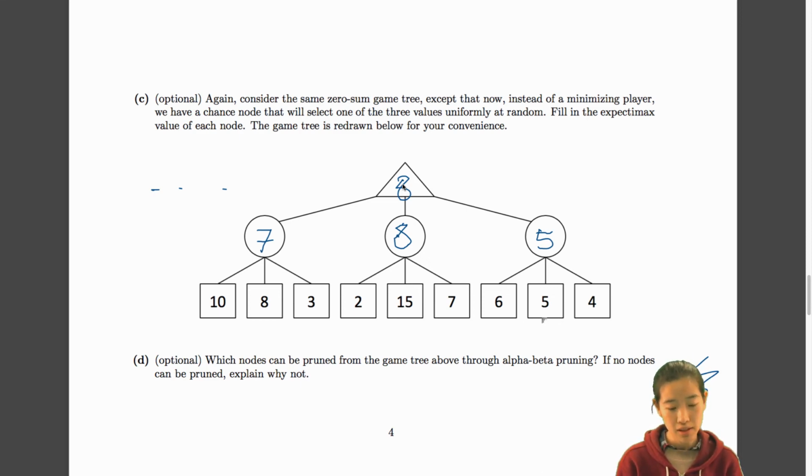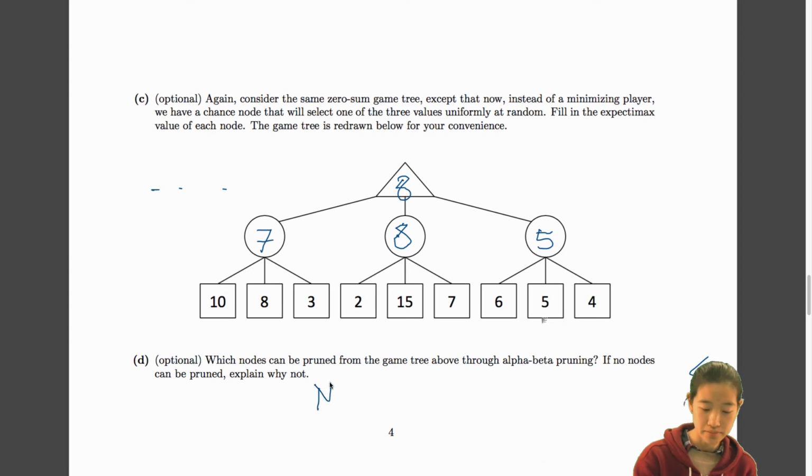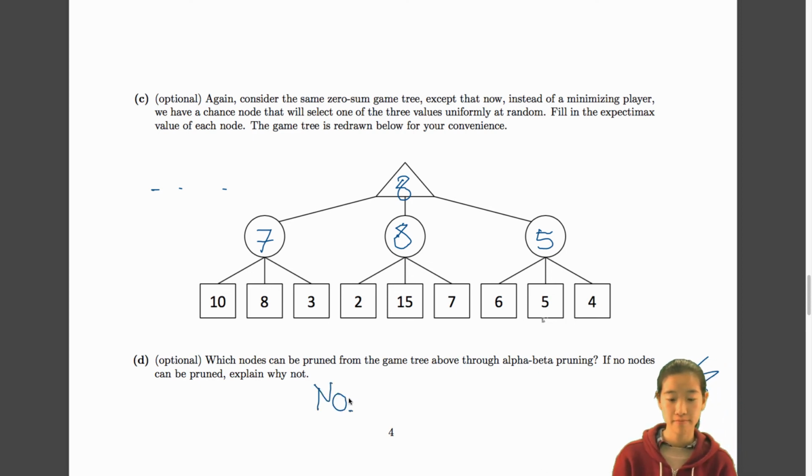For expected max, whenever we have an expectation node or an average node, we actually cannot prune anything, because if we pruned it, then our average would have changed. So no, cannot prune anything.